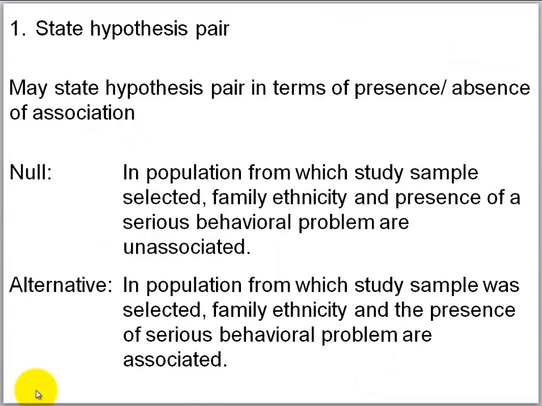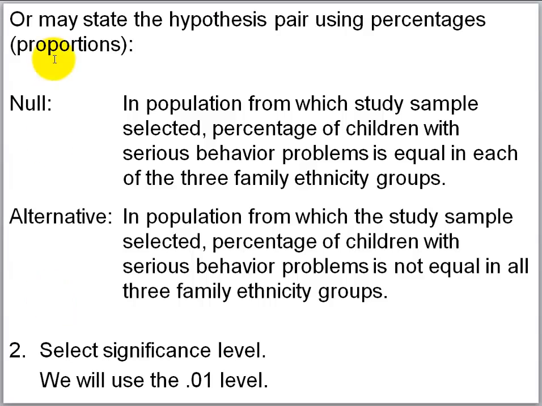The key point is that our guidelines are met, therefore results will be sufficiently accurate, and we can proceed with our chi-square test. The first step in the hypothesis testing model is to state the hypothesis pair. As you recall, one can state that pair in terms of the presence versus the absence of association. So I'll read the null. In the population from which the study sample was selected, family ethnicity and the presence of a serious behavioral problem are unassociated. And the alternative would state that these are associated.